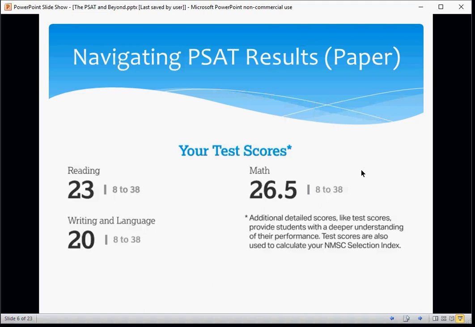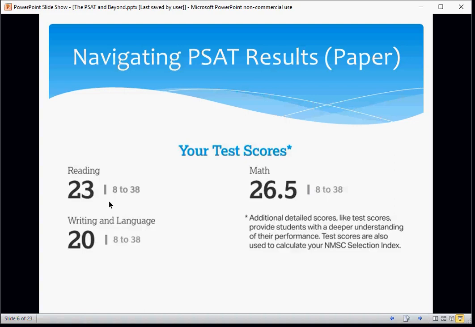Okay, now we continue. I'm going to show you a little bit more about how these scores are calculated. The first thing we'll do is look at the verbal side, which is over here, and this student received a 23 score on the reading, based on a scale of 8 to 38, and a 20 on the writing and language. So there are two separate sections.